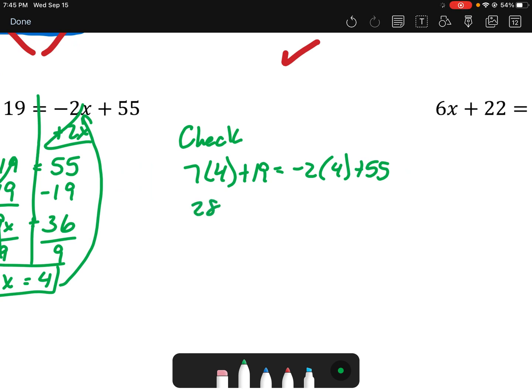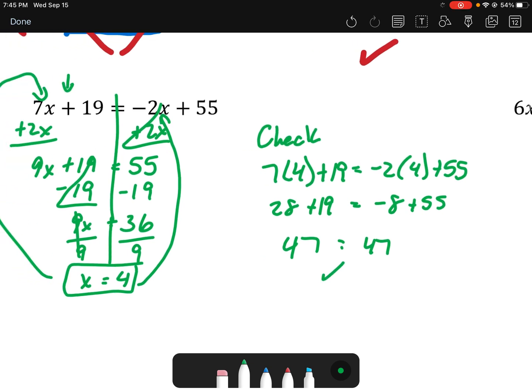7 times 4 is 28. Plus 19. 7 carry the 1, 47. On the other side, the right side, I have negative 2 times 4, which is negative 8, plus 55. Yeah, it's 47. She checks out. That means x equals 4 is my correct answer. Hooray.